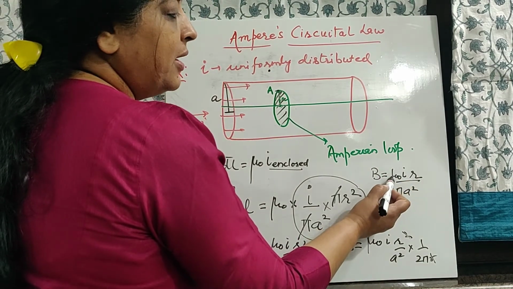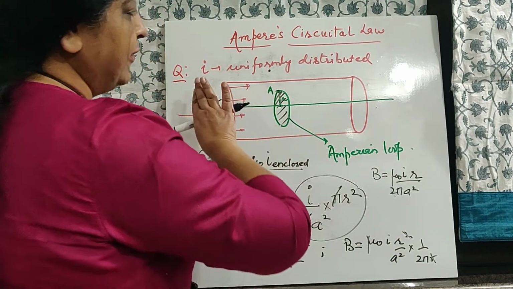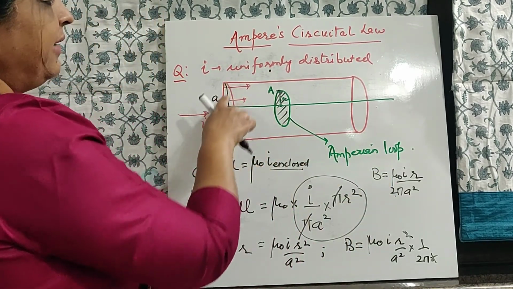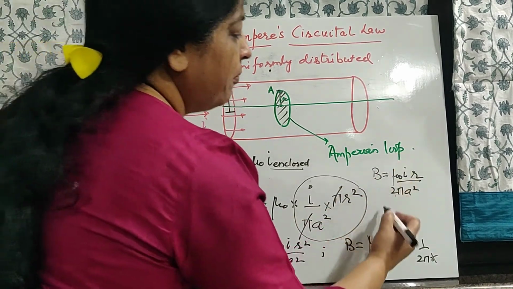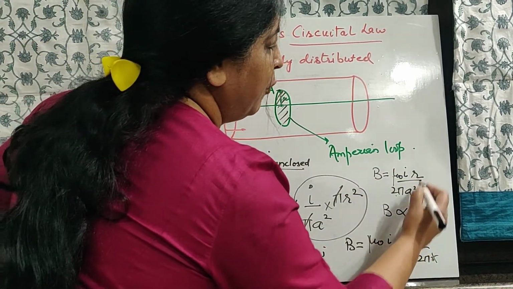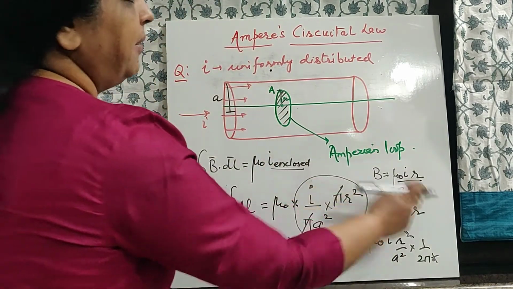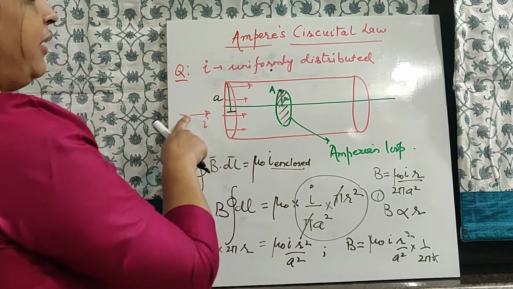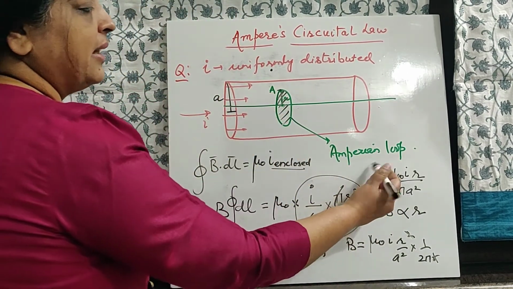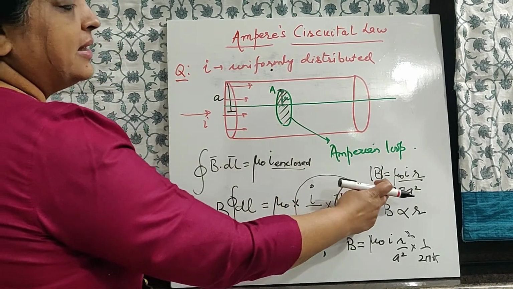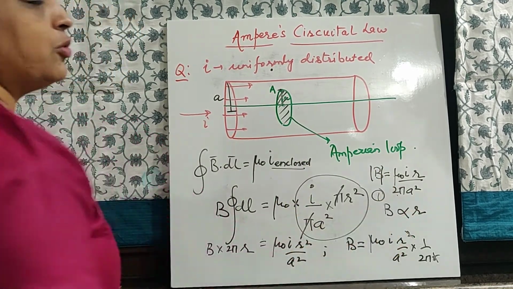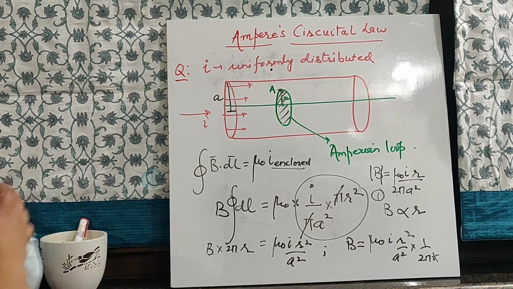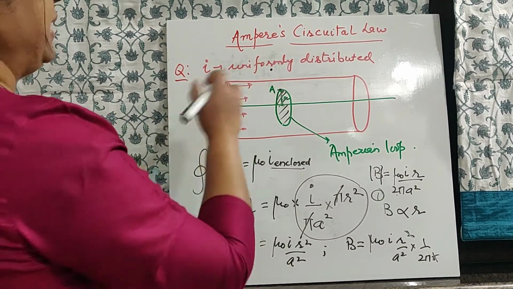Now mu naught is a constant, 2 pi is a constant, current that is flowing I is a constant, and A square, the radius of the given conductor, is a constant. So magnetic field B is directly proportional to R. It is directly proportional to R. So this is the first thing that you have calculated. The magnetic field at the point A will be given by, obviously this is the magnitude, this expression, and it is directly proportional to R. Now I am just erasing this to find out the magnetic field at the point B.